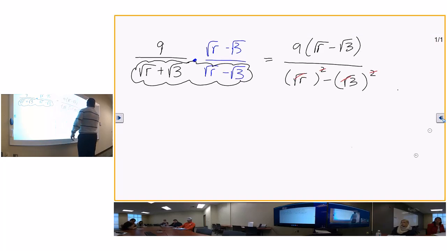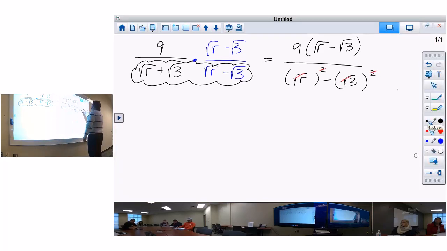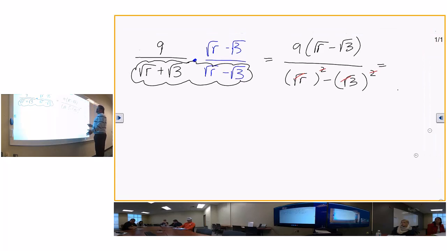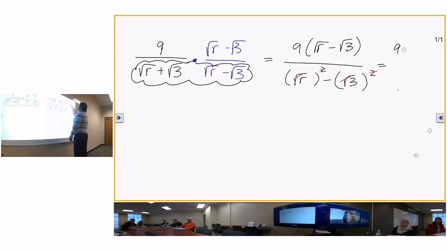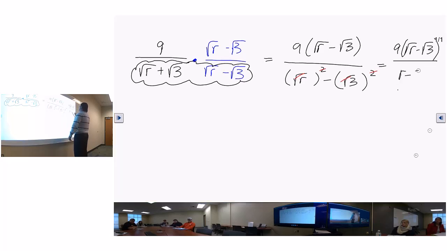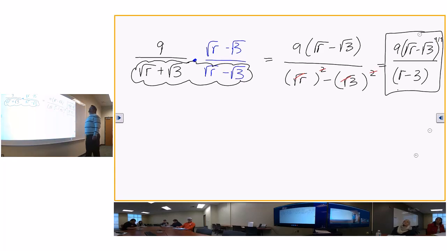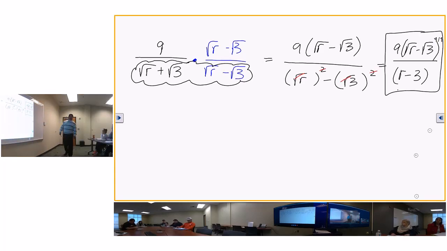I know this seems repetitious, but this is not hard. The reason people don't do these problems is they've never been exposed to them. They've never been taught how to do them. And if you don't know the shortcuts, then you're going to suck at it. So 9 square root of r minus square root of 3 over r minus 3. And that's how you rationalize the denominator. So that right there is a test question.